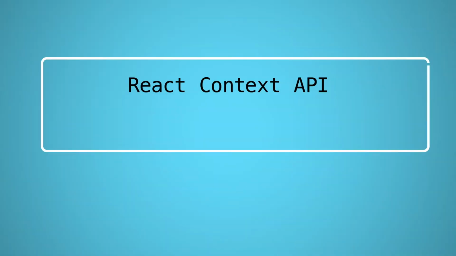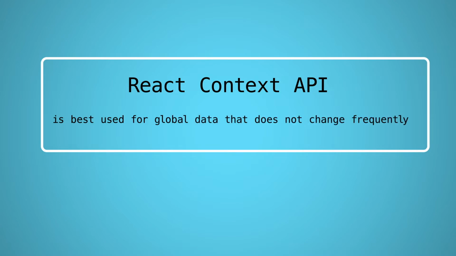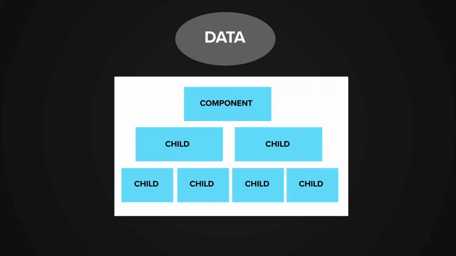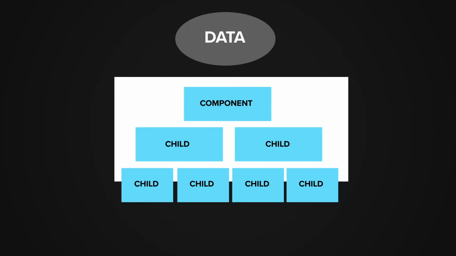React Context API is best used for the global data that does not change frequently. If your project meets this criterion, you're good to go. If you're not sure, let's dig deeper into this and find out why the frequency of updates matters so much. When a context provider updates, all of the components that consume it will render. However, it's how you bail out of a render that's important here.